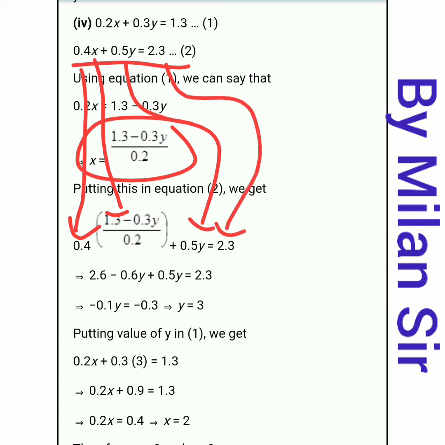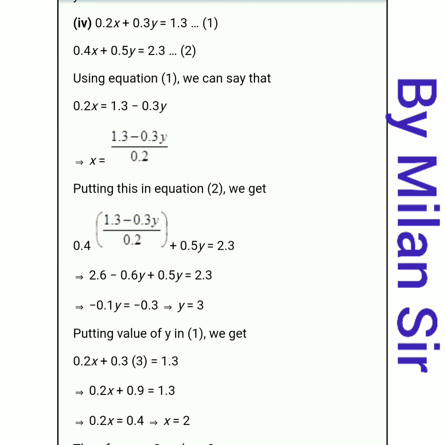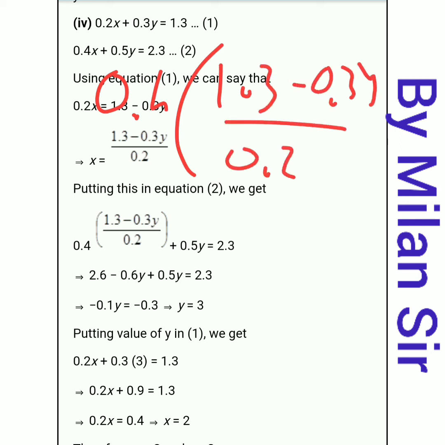Okay. Now what can we do here? Here we have 0.4 times (1.3 minus 0.3y) upon 0.2. We can cut this to 0.2 into 2, it's 0.4. Otherwise you can remove the decimal point and multiply by 10, then you can get the same answer. But if you know 0.2 into 2 is 0.4, we can cut it.